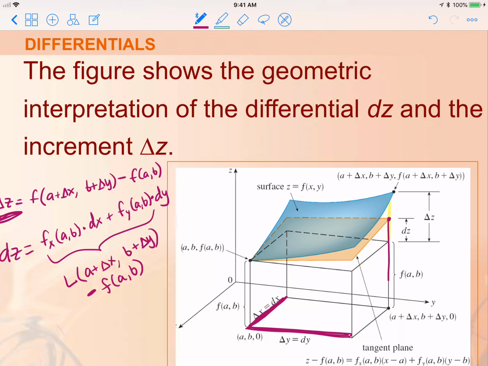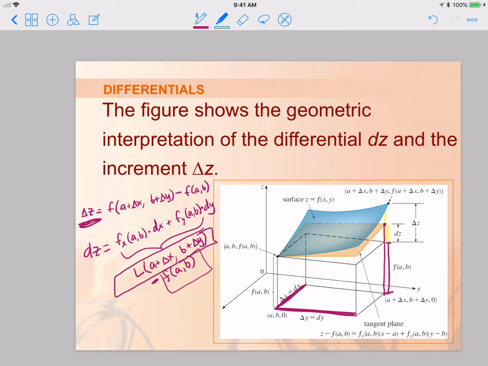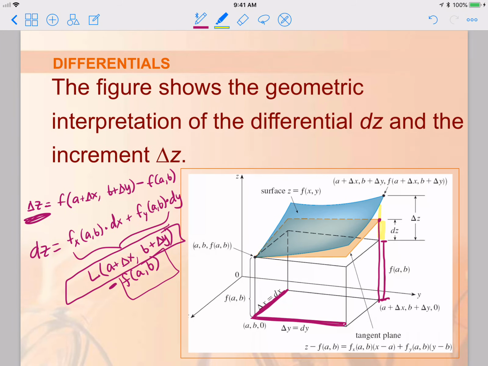This height from here to here is this first part here, right? And this height from here to here is the height of f of ab. And so the remaining height is your dz. Okay? And so the linearization, again, that we're using is that tangent plane.